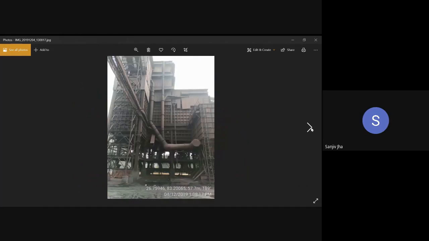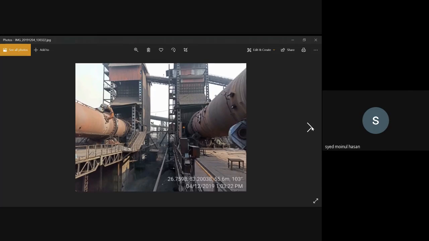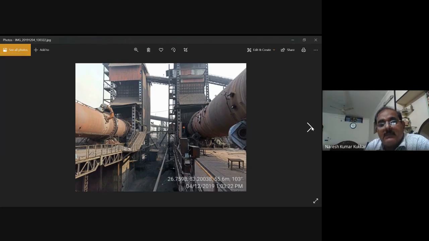This is horizontal, a mixing DRI plant. There are 2 units. The mixing is done to get the mixing of iron ore. It seems like a direct reduced iron plant. Yes, you're right.